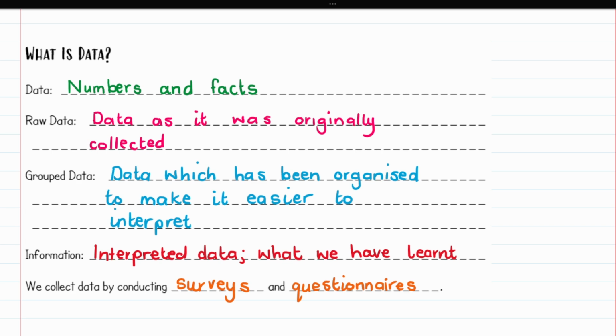Since data is just a collection of numbers and facts, this means that when it is originally collected, it can be in two forms. Either we have word-based data or number-based data. Once data has been collected, it needs to be organized in some way to make it easier to understand. This can be done by arranging numbers in ascending or descending order, or even arranging words alphabetically.